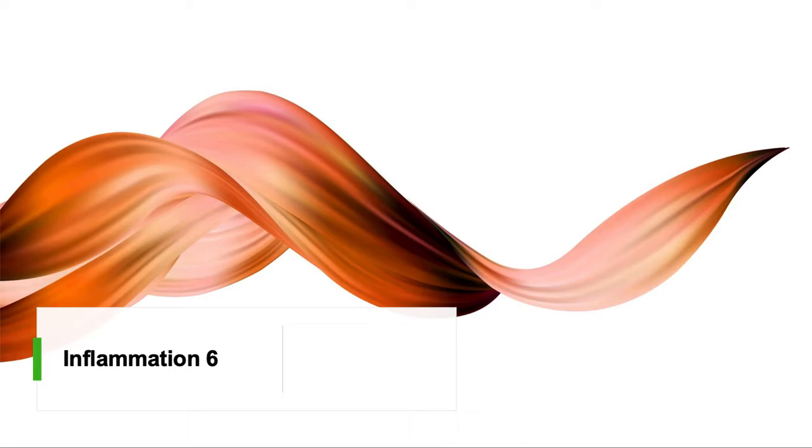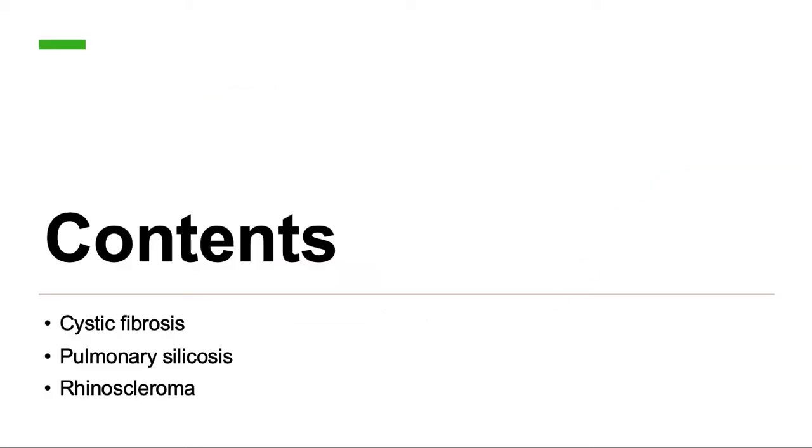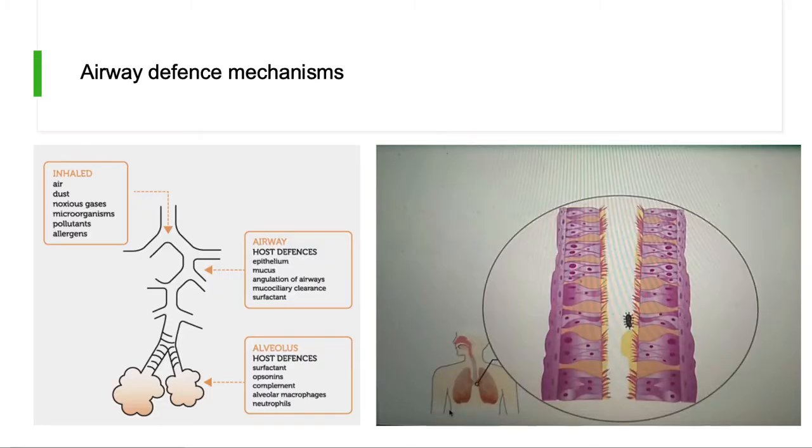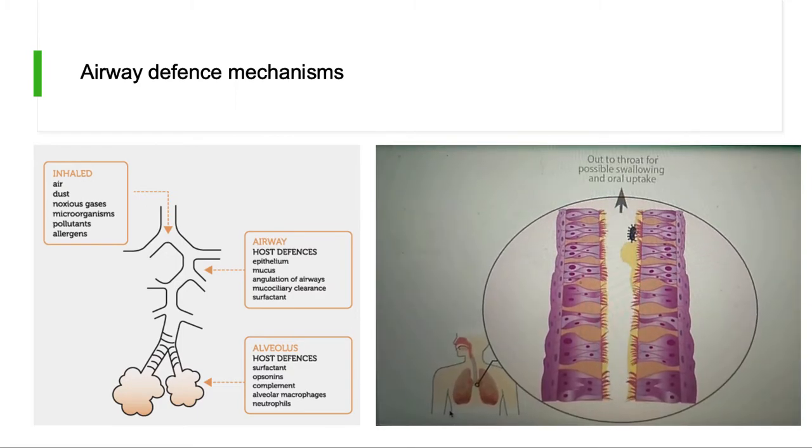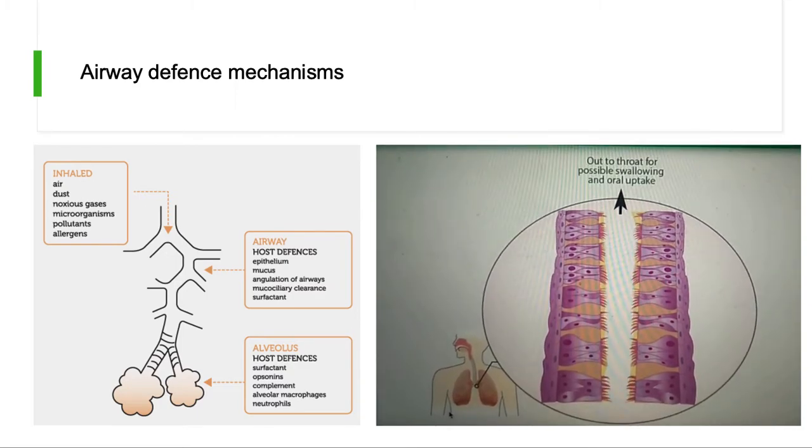We are continuing the topic of inflammation, and today we will discuss three conditions: cystic fibrosis, pulmonary silicosis, and rhinoscleroma. One of the defense mechanisms of the normal lung is the mucociliary escalator, or mucociliary clearance, which plays an important role that allows it to clean the air entering the respiratory tract.